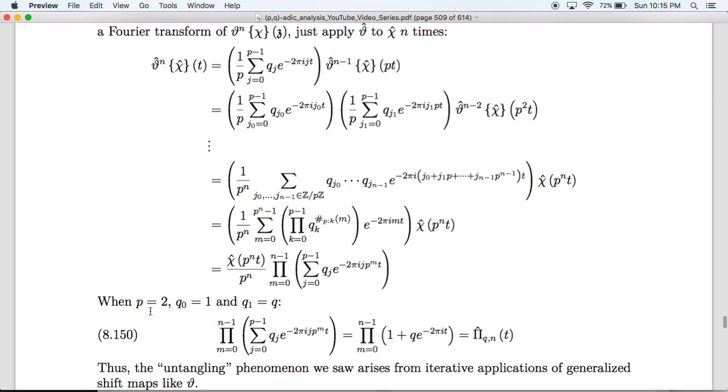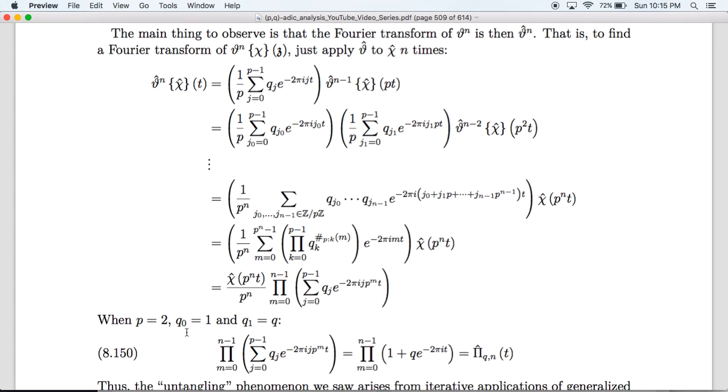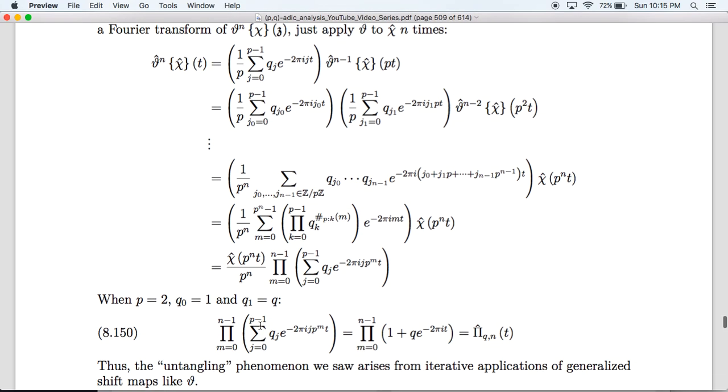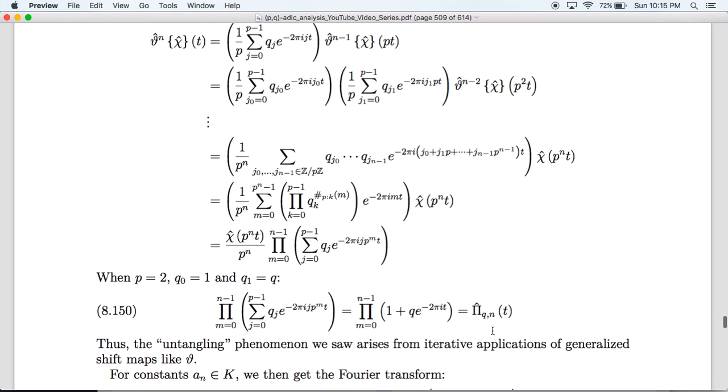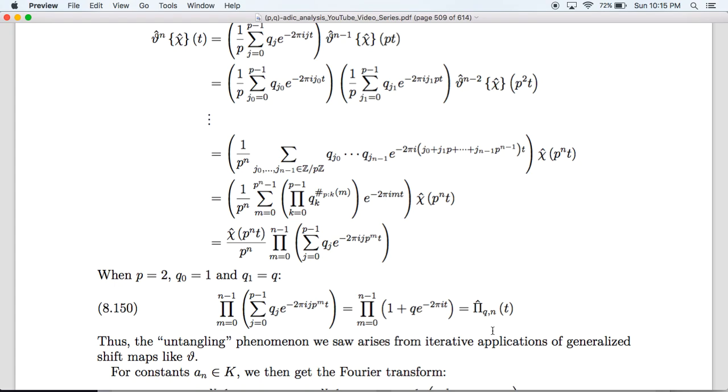When we have the case where p is equal to 2, and q0 equals 1, and q1 equals q, this is precisely those pi hat functions from the previous video. So what we see is that the untangling phenomenon that we saw arises from iterated applications of generalized shift maps.